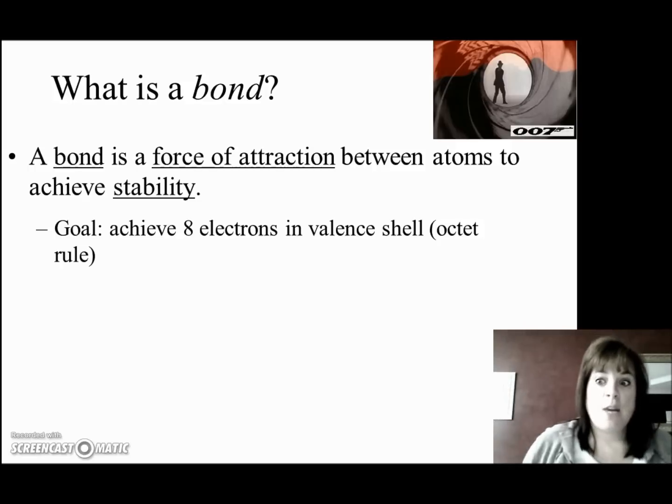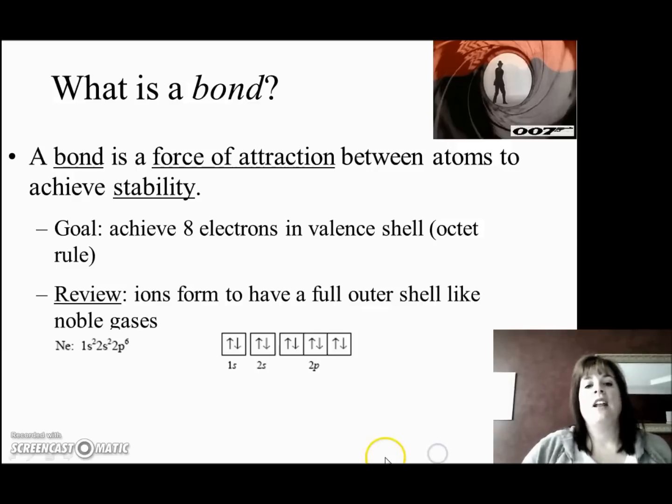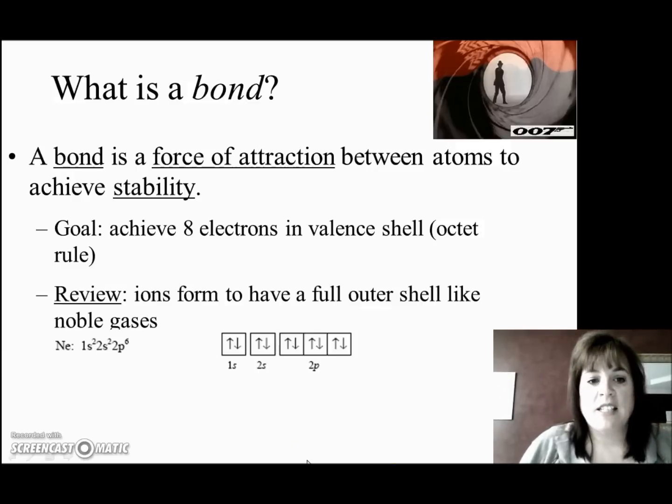And if we go back to the chapter before when we did electron configuration, we saw that noble gases had this full outer shell. A full outer shell is 8 electrons, so that means a full s and a full p orbital.